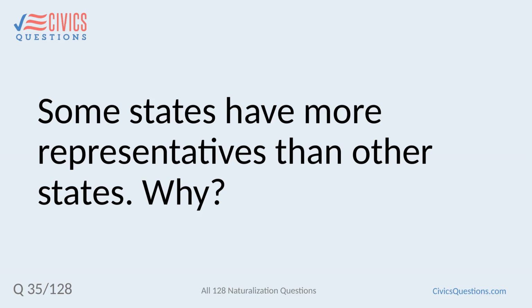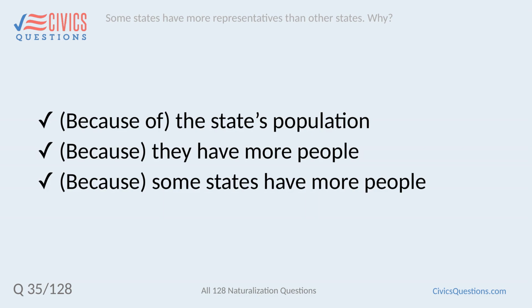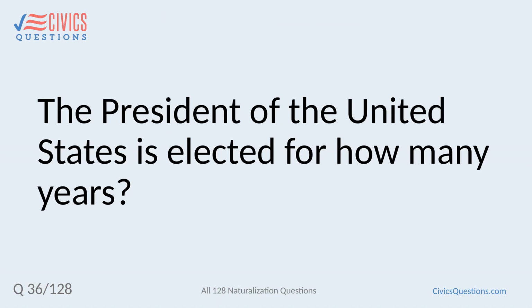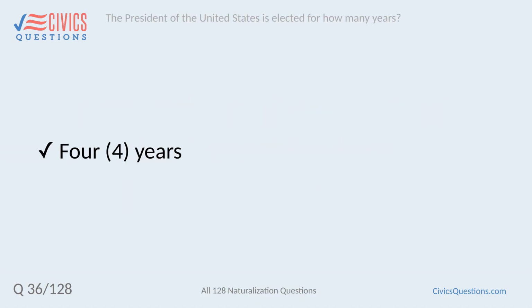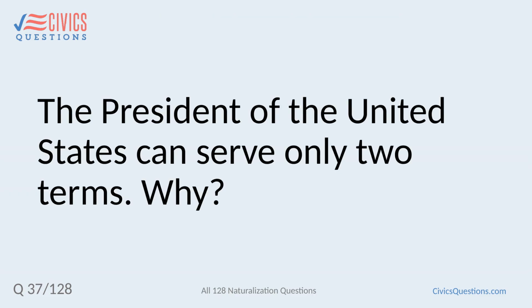Some states have more representatives than other states. Why? Because of the state's population. Because they have more people. Because some states have more people. The President of the United States is elected for how many years? 4 years. The President of the United States can serve only 2 terms. Why?